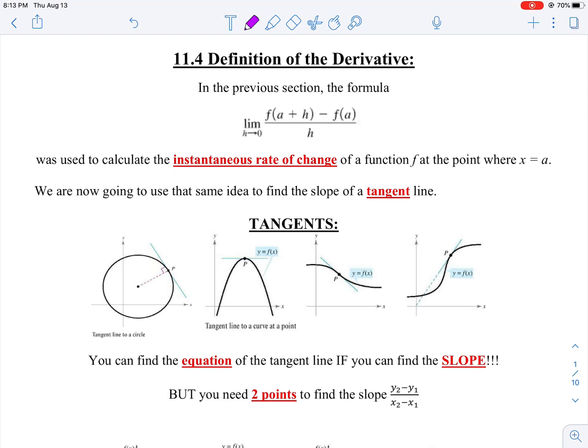You saw in the previous section that we talked about the formula where we have the limit as h approaches 0 of f of a plus h minus f of a all over h, right? We used that formula to find the instantaneous rate of change. We took the 2 points, we found their slope, but then we squished those 2 points so close together we found the instantaneous rate of change. Well, now we're going to use that same idea to help us find the slope of a tangent line.